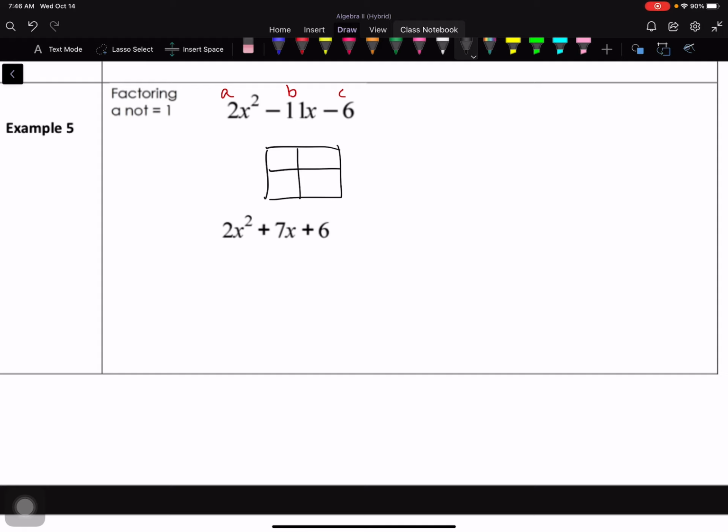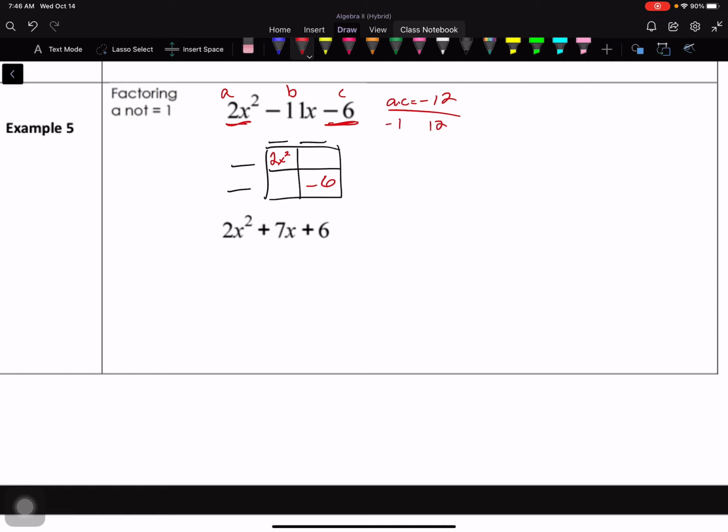So here's my setup. My first term goes in the first box, 2x squared. My last term goes in the last box. And I do this first. And then I'm going to go ahead and, off to the side, take a times c, and we get negative 12. Okay, so I fill in the first two numbers, and then we're going to fill in the other two by taking a times c. So factors of negative 12, you could say negative 1 and 12.